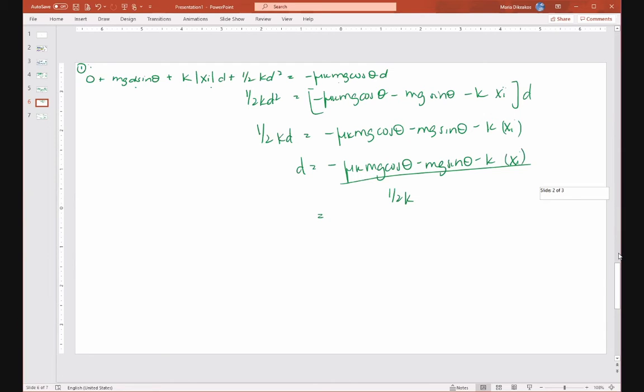The reason I want the absolute values is because xi in this case is minus, what did we say, 0.3. And it's minus because it's compressed. It's on the other side of the equilibrium position. So x initial is minus 0.3. What do you get as a value? You're given your mu k, you're given your m, you're given your g, you know your theta. What do you get?